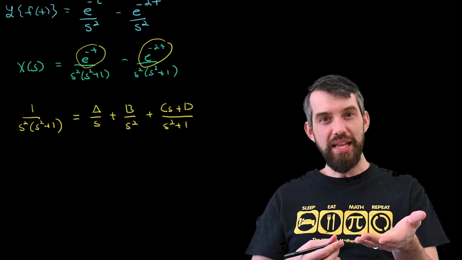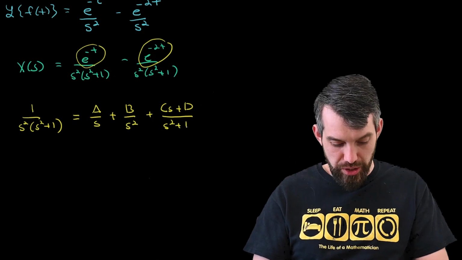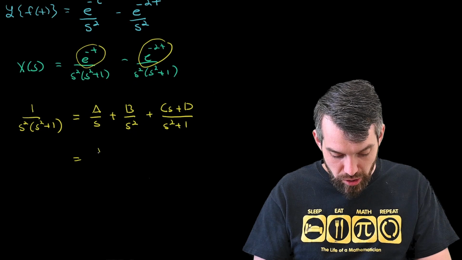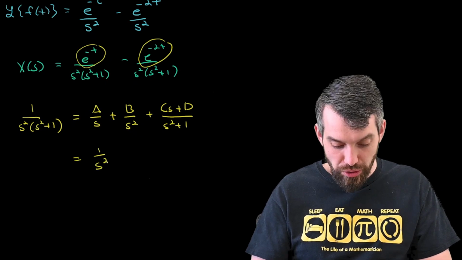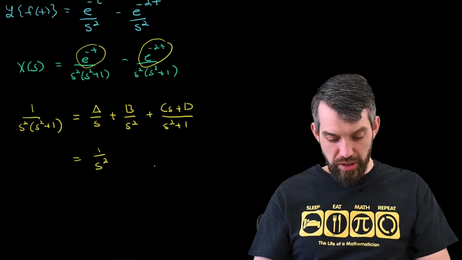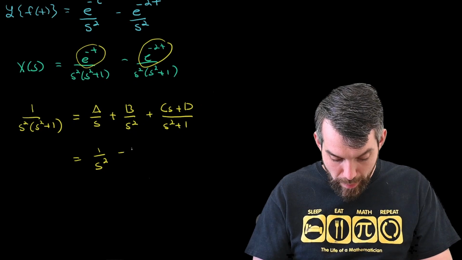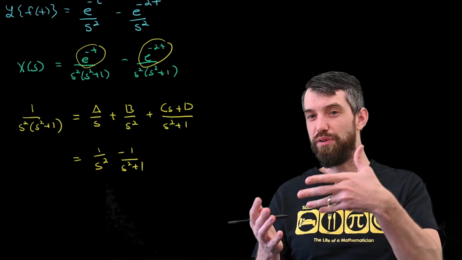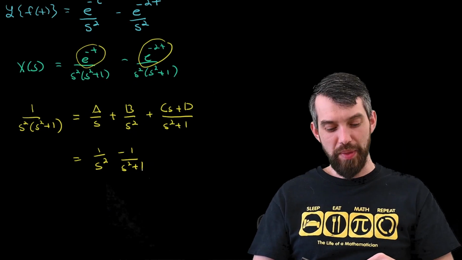Now the goal is to solve for a, b, c, and d. We've seen several of these examples before, so I'm not going to do it. I'm just going to assert for you that in this specific case, a is equal to 0, b is equal to 1, c is equal to 0, and d is equal to minus 1, divided by s squared plus 1. I'm asserting that's the answer, but please feel free to pause and verify that that's true.